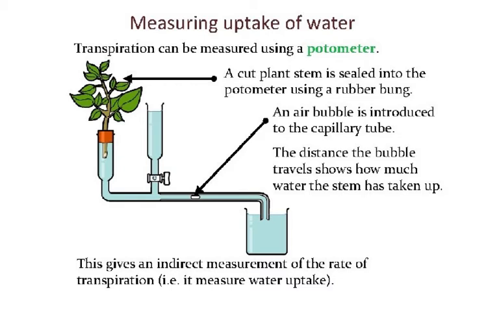Another diagram showing you a potometer. Please pause the video here, read through it. Transpiration can be measured using a potometer. A cut plant stem is sealed into the potometer using a rubber bung. An air bubble is introduced. The distance the bubble travels shows how much the stem has taken up. This gives an indirect measurement of the rate of transpiration. That is, it measures water uptake.